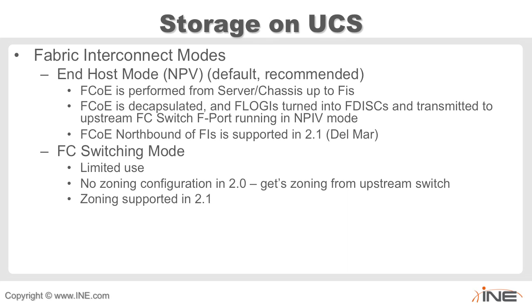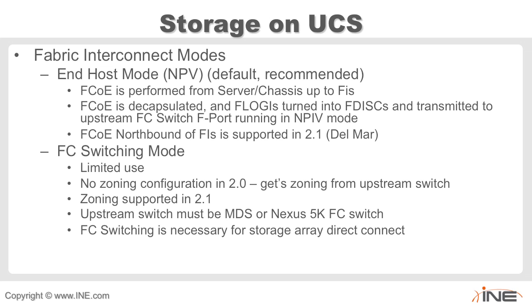Now in 2.1, direct zoning configuration is supported. This is part of the reason why, for 2.0, where it has to get its zoning configuration from an upstream switch, it must be a Cisco MDS or a Cisco Nexus 5000 Fibre Channel switch. So Fibre Channel switching in 2.0 is necessary for storage array direct connection to the fabric interconnects. And it's designed for very small scale or demo type, you know, pod type environments.